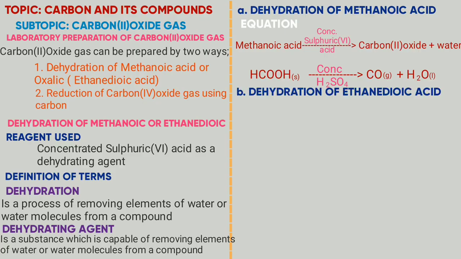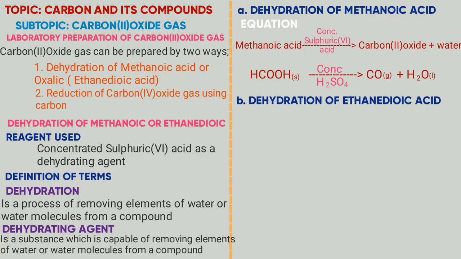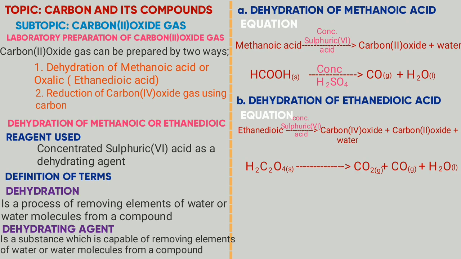Now B is dehydration of ethanedioic acid, which is also called oxalic acid. Now the equation there is ethanedioic acid, with concentrated sulfuric acid, gives you carbon-4 oxide plus carbon-2 oxide plus water. Chemical equation is H2C2O4, with concentrated sulfuric acid, gives CO2 gas plus CO gas plus H2O liquid.